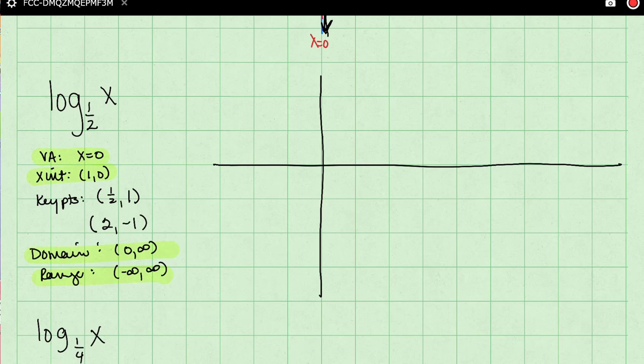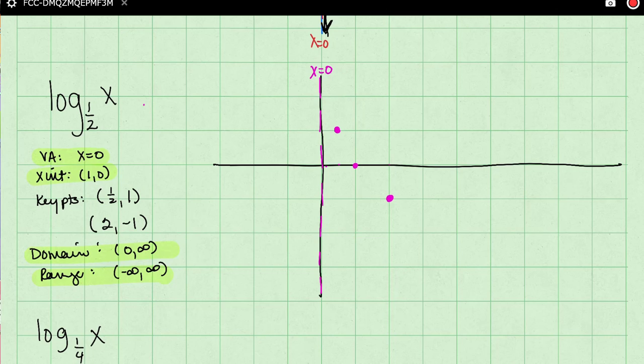All right, so again, we have x equals 0 as our vertical asymptote. Then we have the point 1, 0 as our x-intercept. And then we have a key point at 1/2 up 1. So go over half and up 1. And then we have another key point at 2. So go over 2 and down 1.